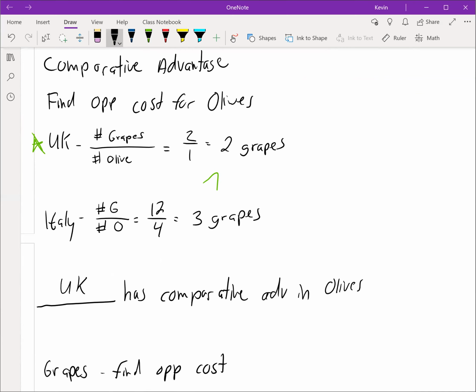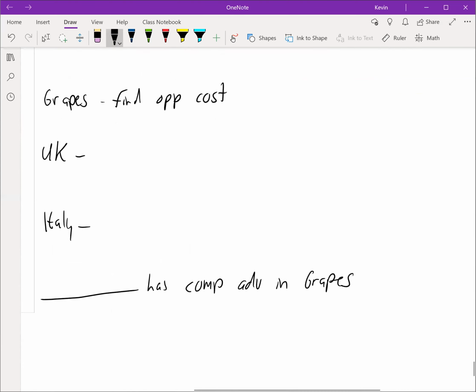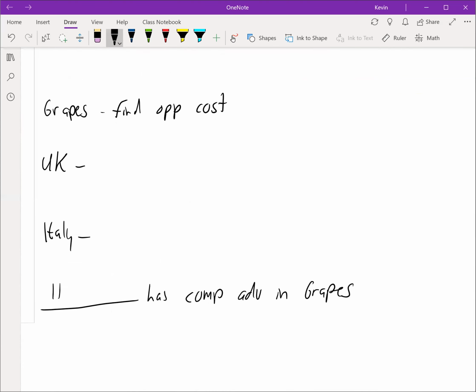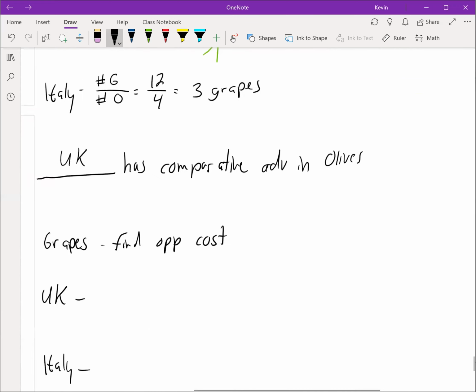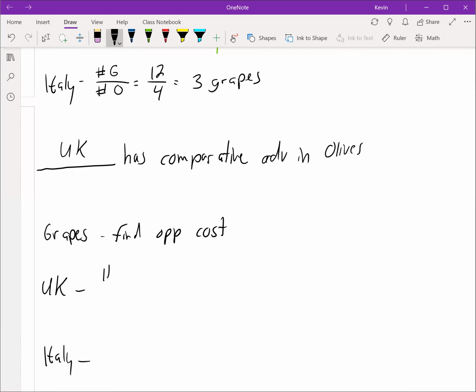So given that the UK has a comparative advantage, we're going to know that Italy will have the comparative advantage in grapes. So before we do any math, we can write down already that Italy has the comparative advantage in grapes. But just to show it, we'll work through it really quick. So the UK, they would take the number of olives divided by the number of grapes to find the opportunity cost for grapes, which for them would be 1 over 2, which would be half of an olive.